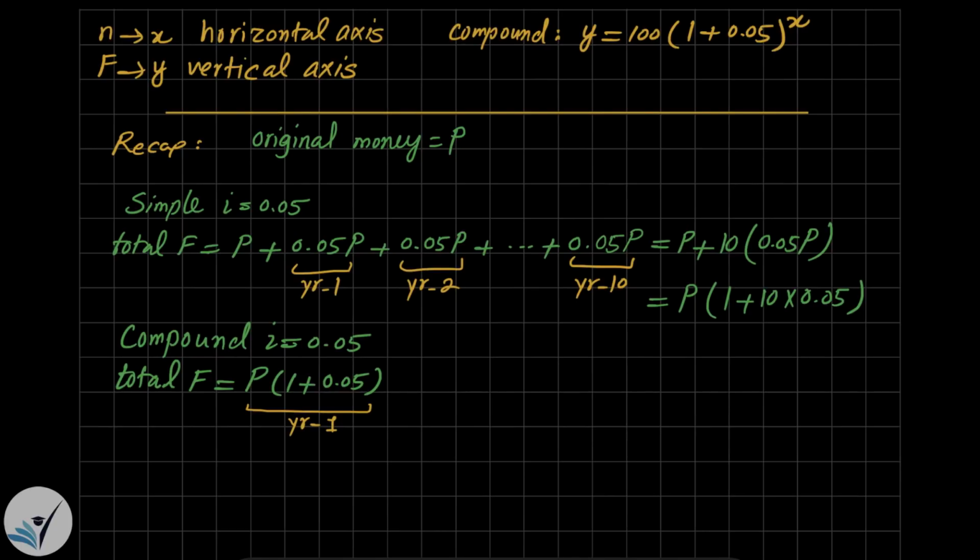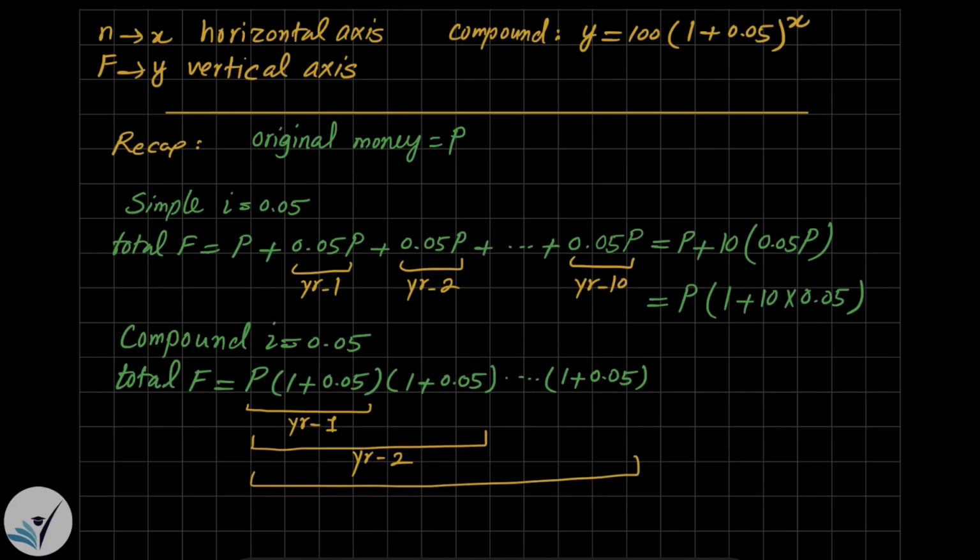And at the end of the second year, we had another multiplier of 1 plus 0.05 because the interest rate is applied to the whole money in the account and not to the principal. So this was the whole money in the account after the second year. And this will continue until year 10, that we get another multiplier of 1 plus 0.05. This multiplier of 1 plus 0.05 applied to the whole money in the account. So this is the whole money in the account at the end of year 10. And if we simplify this, we would get P times 1 plus 0.05 to the 10th.